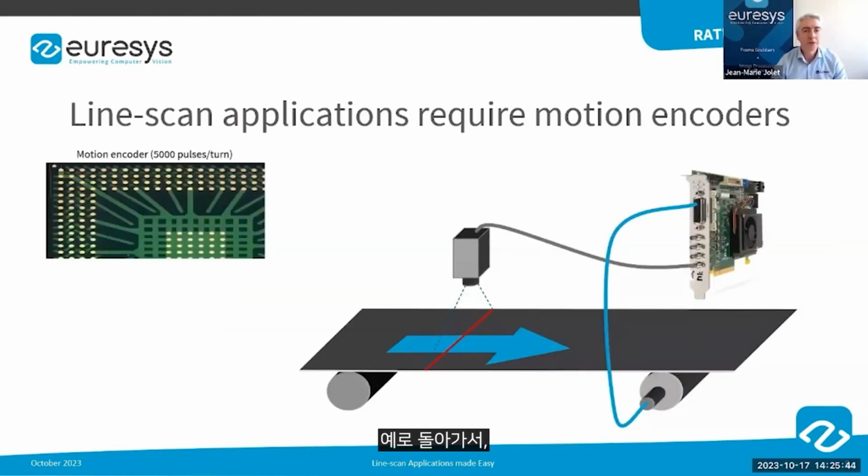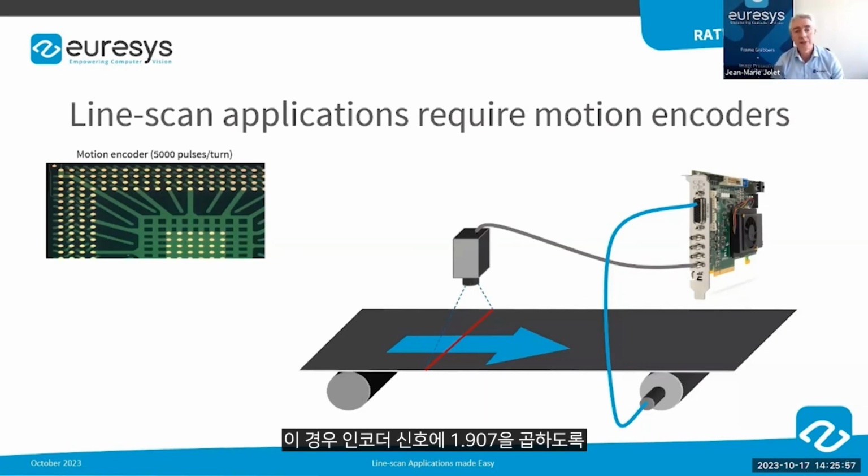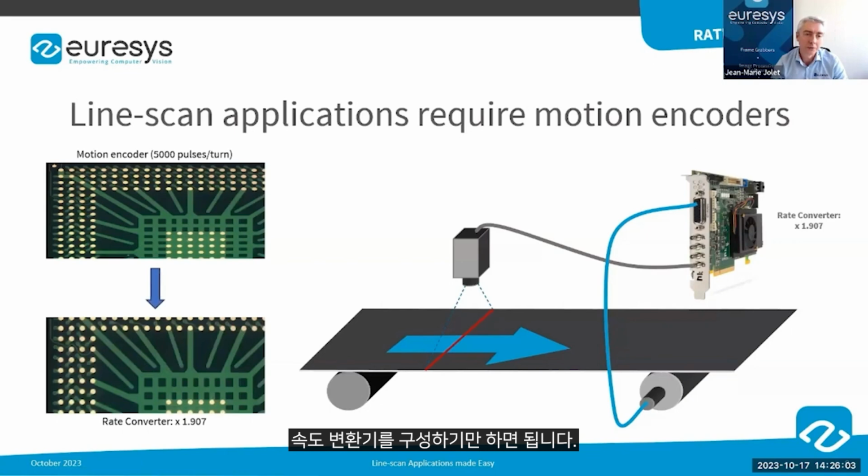Back to our example, the encoder that we have here provides 5,000 pulses per revolution, while 9,537 pulses are required to achieve square pixels. In this case, it means that we just need to configure the rate converter to multiply the encoder signal by 1.907. And that's it, the problem is solved. We get nice images featuring nice square pixels.